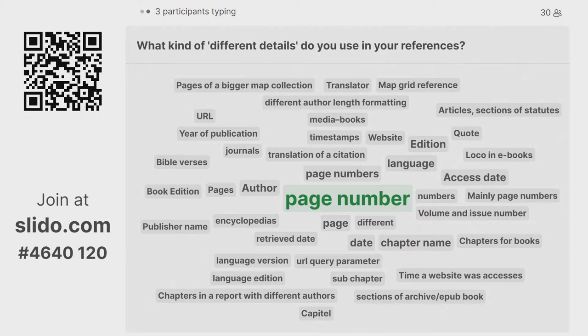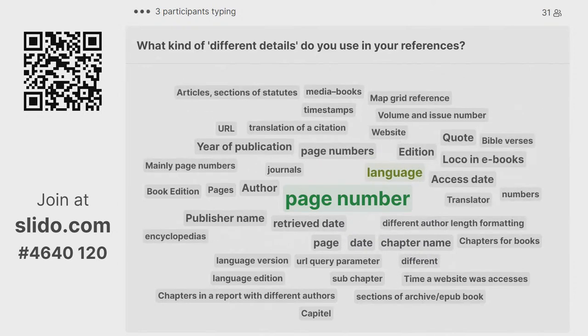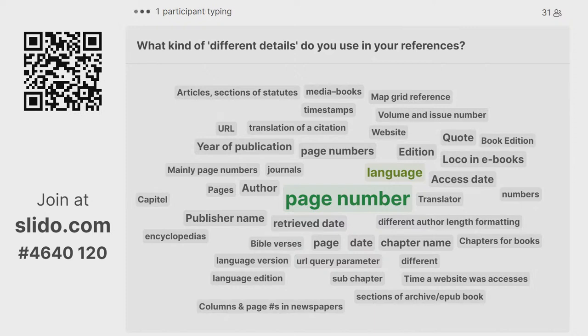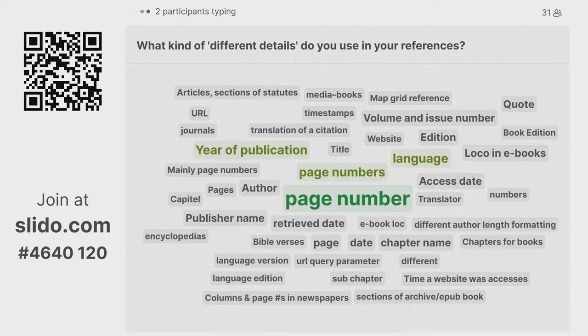Yeah, thanks for sharing. That makes sense. And it's interesting to see that page number is still definitely the biggest one, but there are a lot of different things showing up. Is there someone else that maybe also didn't want to do the poll that still wants to share something? Perfect. I also see, what is loco in ebooks? Can someone maybe say something about that? I don't know who put that on.